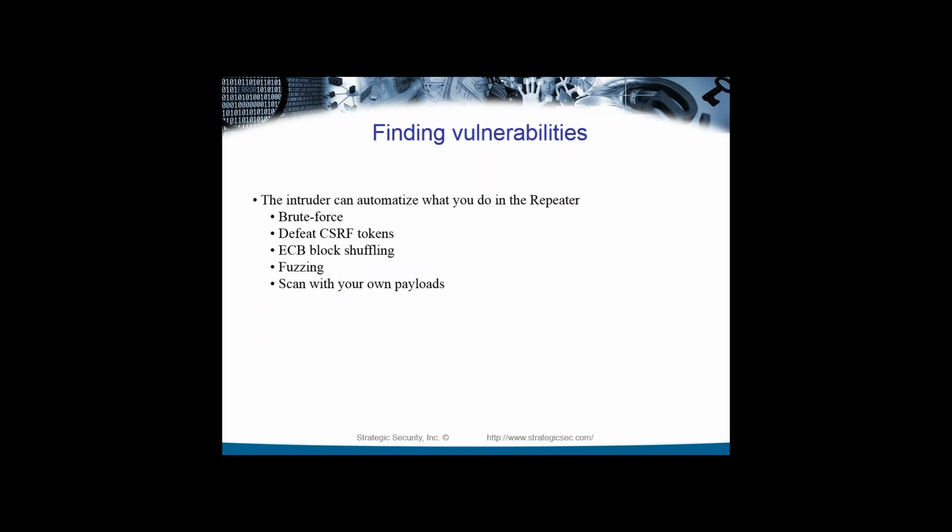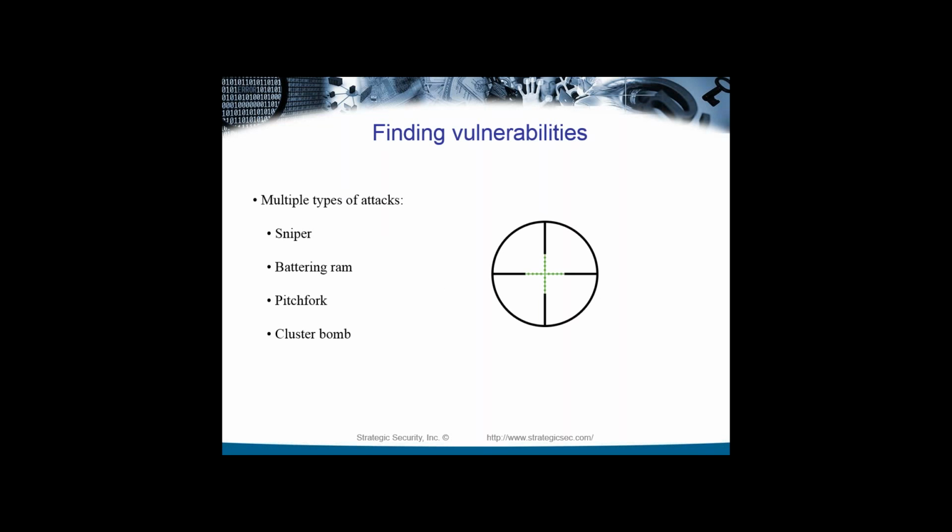Now, if you want to automate what you're doing in Repeater, you can use Intruder for that, right? So you can deal with things like brute forcing, you can deal with things like cross-site request forgery tokens, you can load your own payloads, like you've got a lot you can do. So this is one of the questions that you get a whole lot of. When people see things like Intruder, they see that Intruder has Sniper, Battering Ram, Pitchfork, and Cluster Bomb. And they're like, well, hey, I'd really like to know, how do I use that stuff?